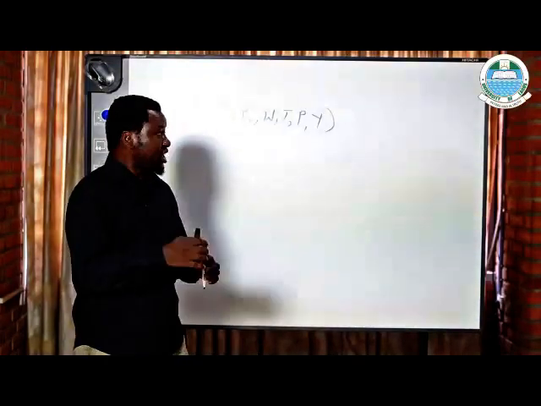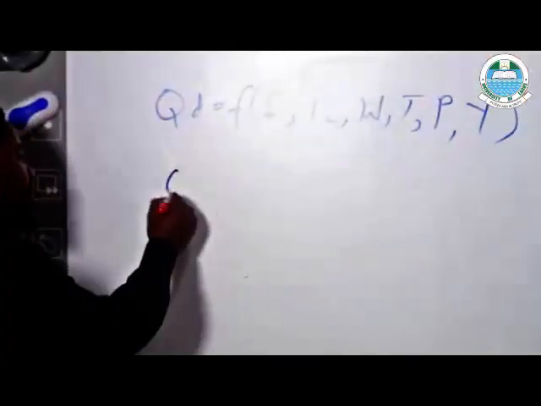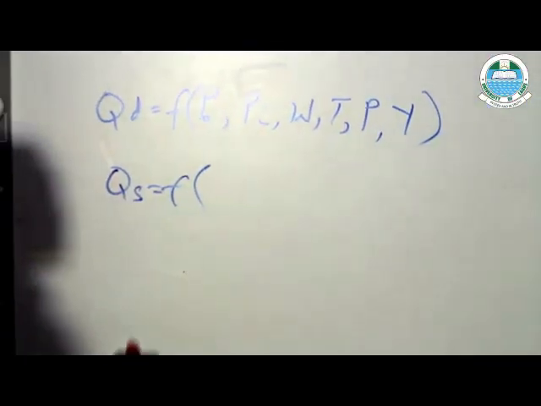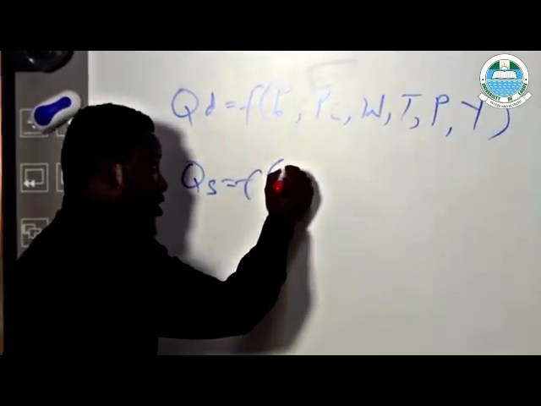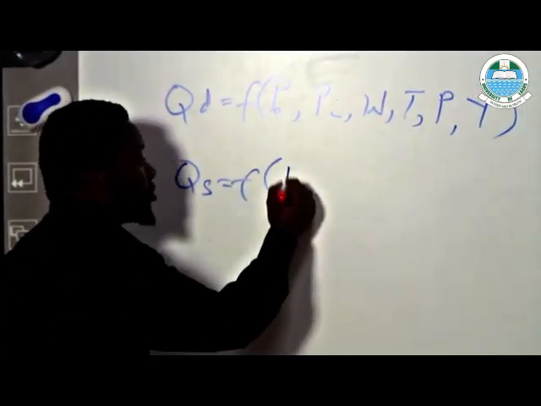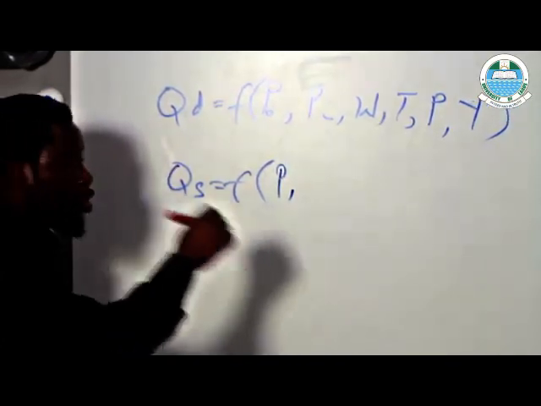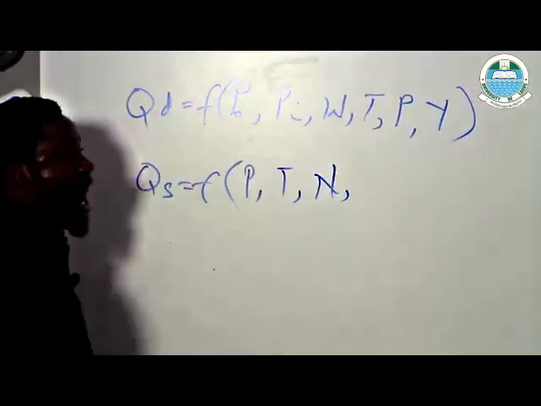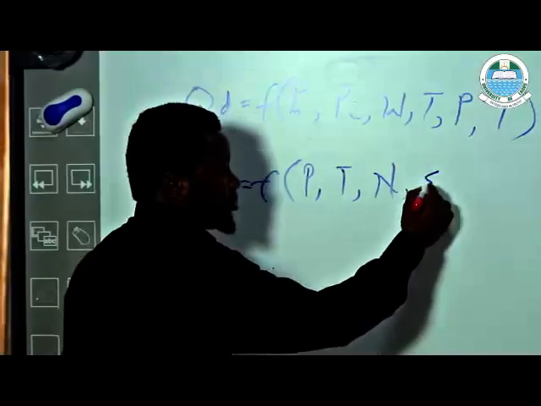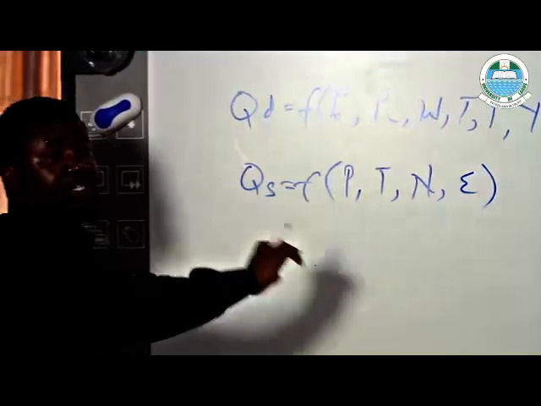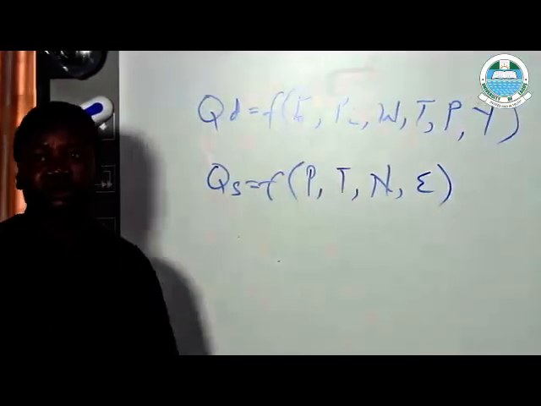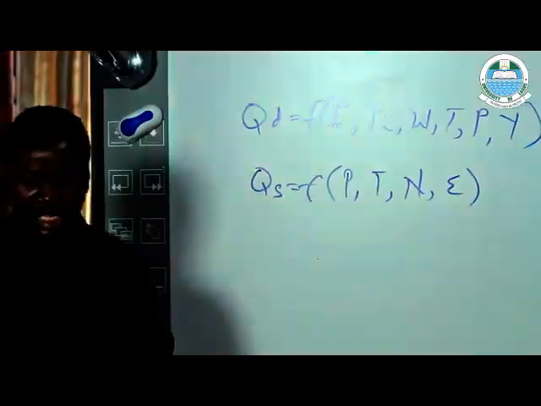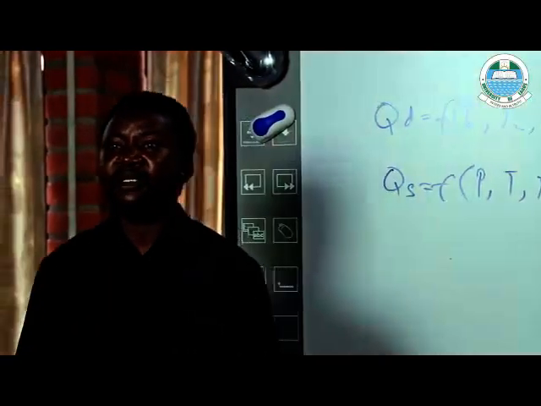Just as we did for demand, we could have an algebraic function like this: quantity supplied of a particular good, as we said, is a function of cost of production, that's one. We could have technology, number of sellers, and finally, we say expectation. So this is an algebraic representation of the factors that affect supply, while this is an algebraic representation of the factors that affect demand.